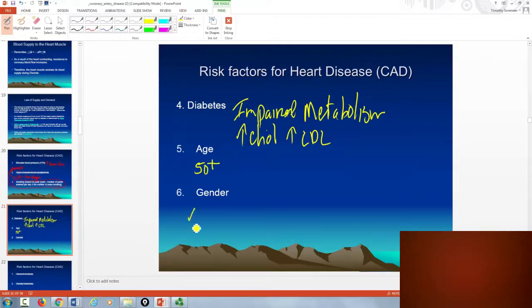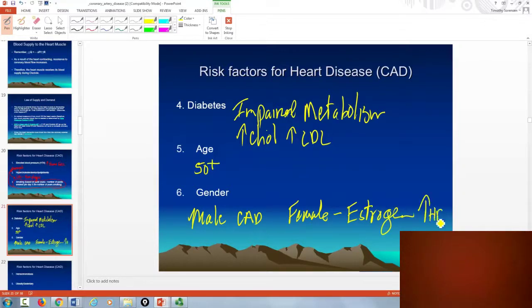And then gender. Males have a greater risk for the development of CAD. And the reason females have a lower risk is females produce estrogen. Estrogen is protective. A couple of things. One is that it increases HDL, and estrogen is also a vasodilator. However, once women hit menopause, their risk is identical to that of a man.